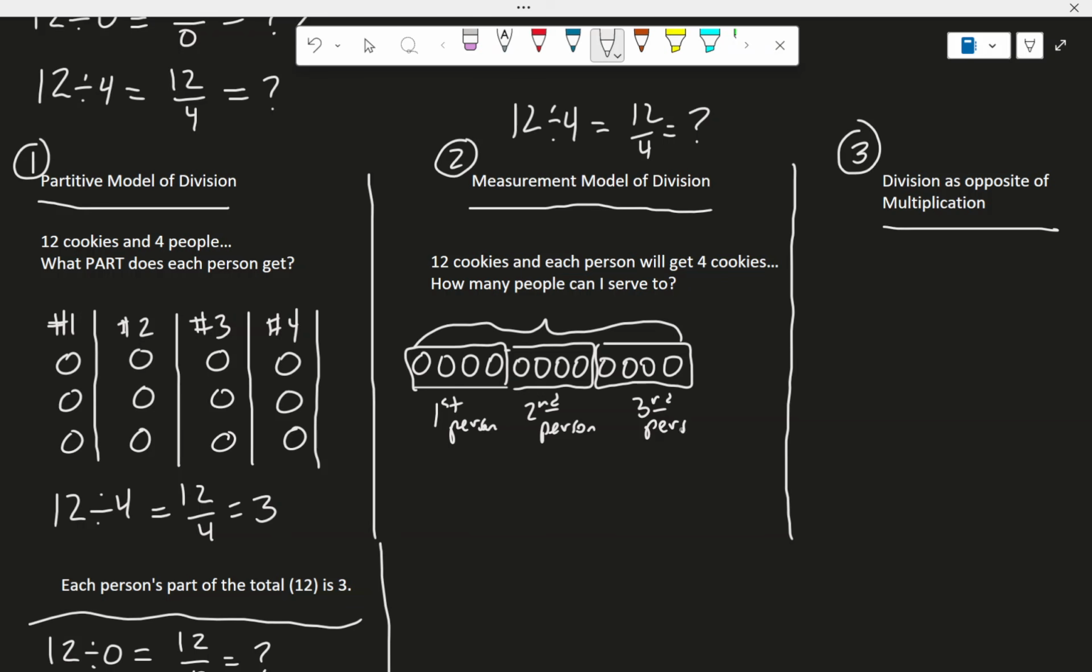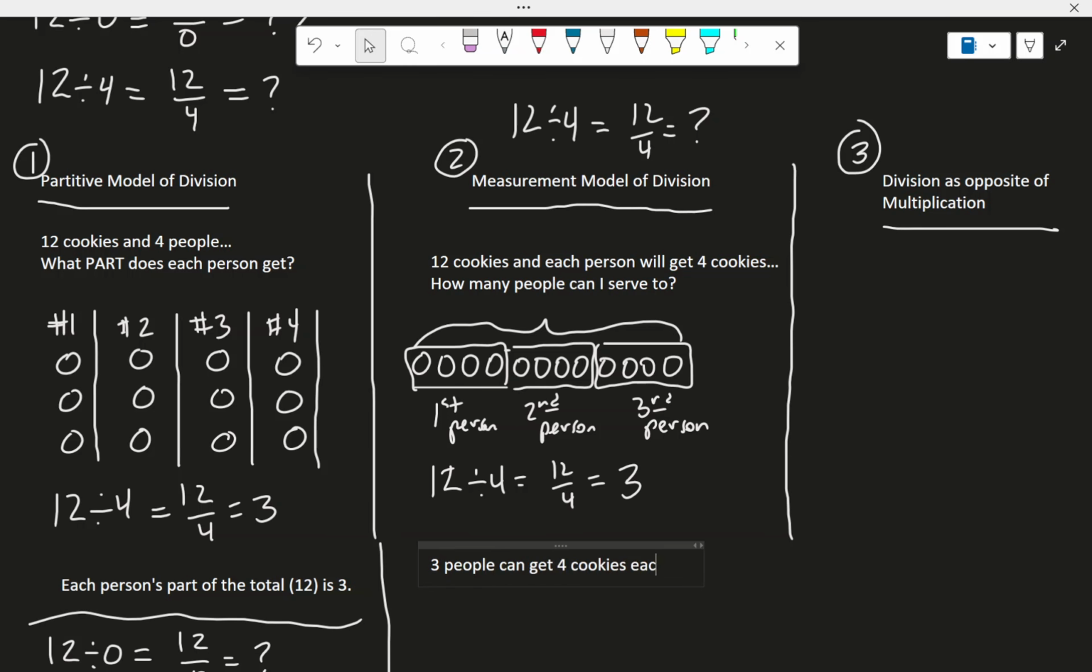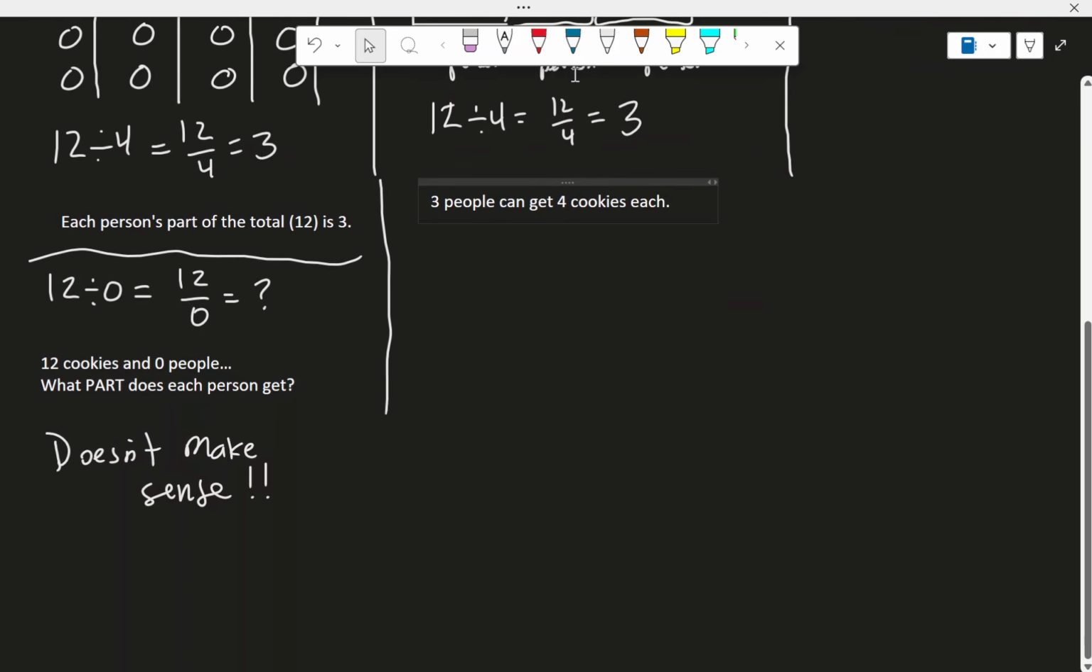So it looks like, according to our measurement model, according to this word problem, the answer is 3. 12 divided by 4 is 3. Of course, we could also write it as a fraction. The answer is 3. And so for our word problem, what we'd say is that 3 people can get 4 cookies each. And that makes our 12 total cookies. We measured it out.